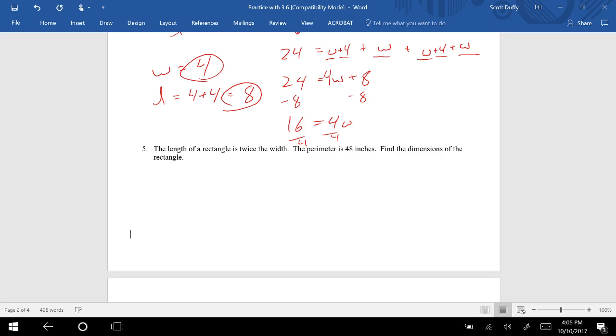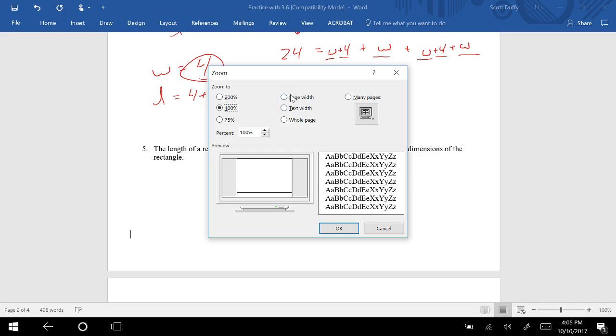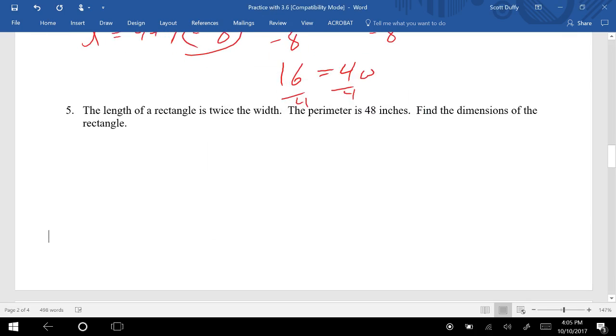The length of a rectangle is twice the width. The perimeter is 48 inches, so find the dimensions of the rectangle. So I'm going to change this view right here so I have a little bit more room. Length of the rectangle is twice the width. So length equals 2W. The perimeter is 48.